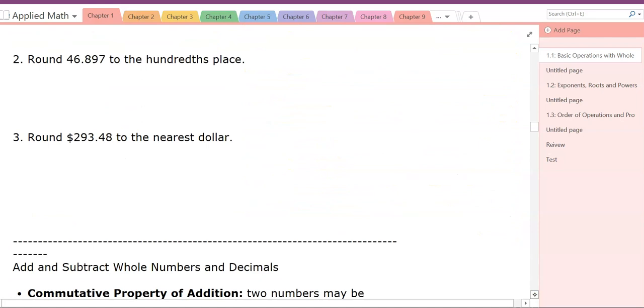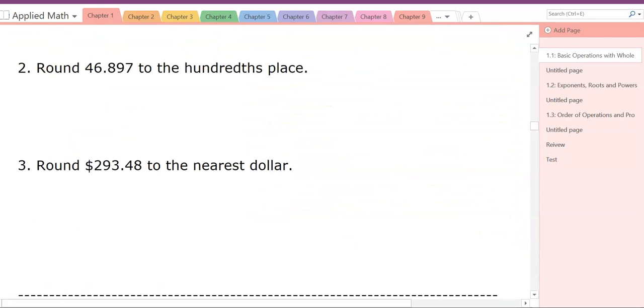Now, rounding with decimals, if we want to go to the hundredths place, hundredth is 2 decimals out. So you look at that 0.897. So 97, the 7 is going to make this round up to 10. But since it's already a 0 here, you still have to kind of figure that 1 into the 8. So this is really going to be 46.90. And that's still written in technical hundredths terms.